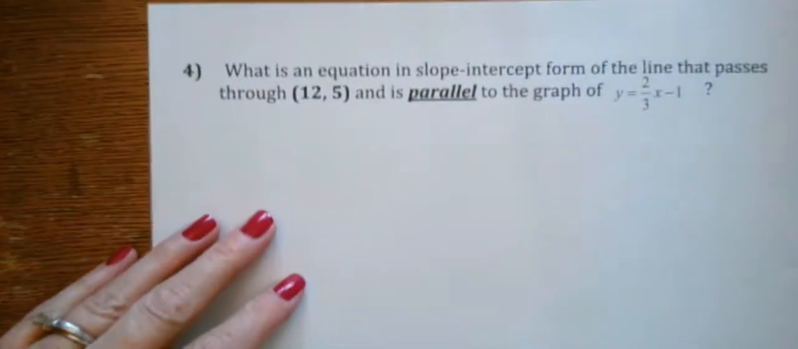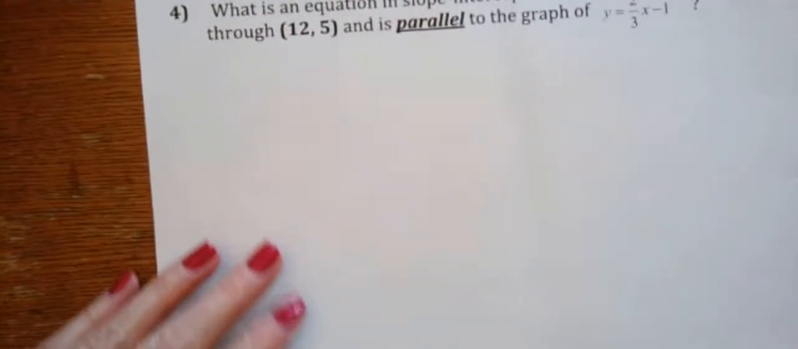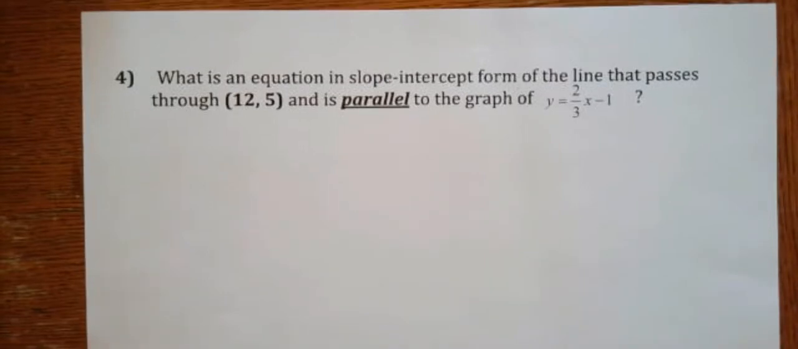All right, so there's 3. Let's take a look at number 4 now. So those last 3 examples, we were just comparing two lines, deciding what kind of lines they were based on their slope. Here we go. We've got number 4.